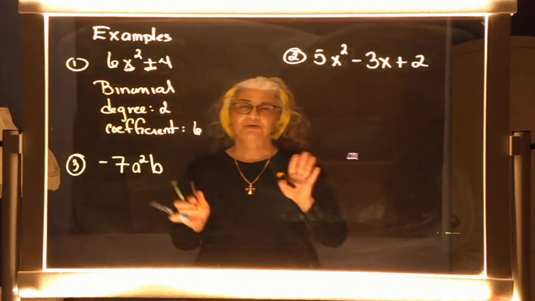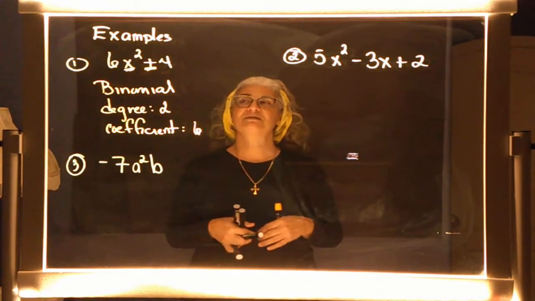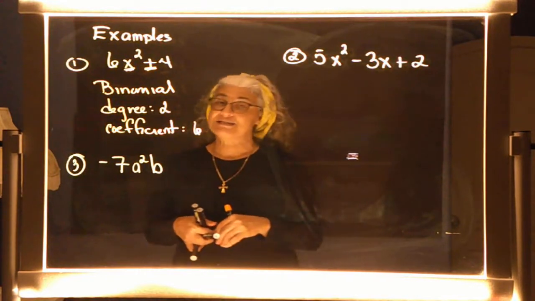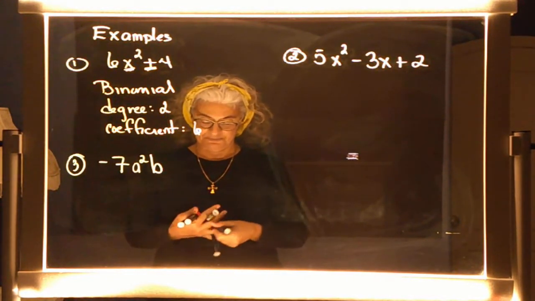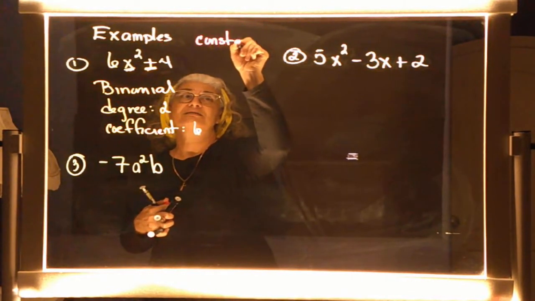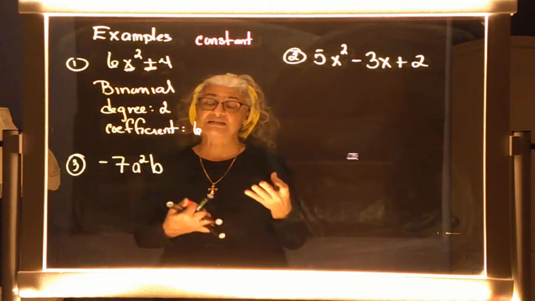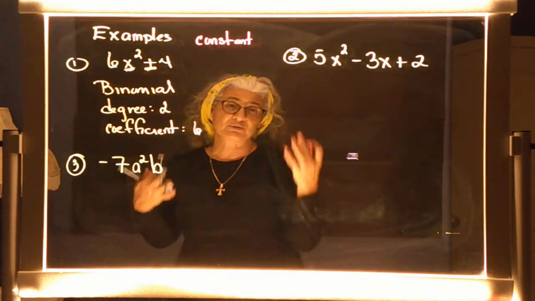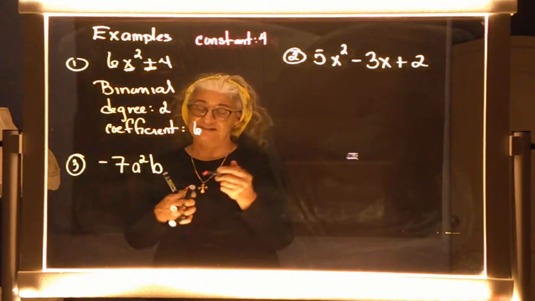Now, depending upon the author of the book that you are using, some authors consider that 4 a coefficient. Some consider it a constant. So, let me sidetrack a second. A constant is a number without a variable. Constant means it doesn't change. And since there's no x being multiplied by that 4, it will always be a 4. So technically, that 4 is a constant.